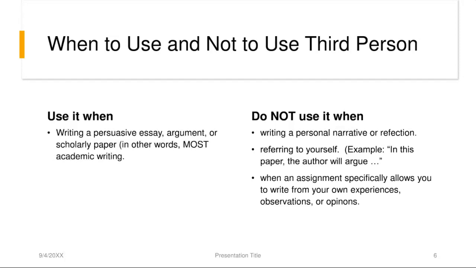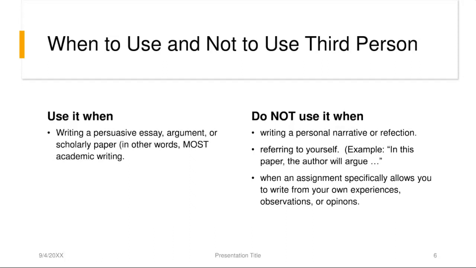Do not use third person when you're referring to yourself. Sometimes students will say things like, in this paper, the author will argue, where the author this time is the writer referring to him or herself. Don't do that. That sounds stilted and artificial. In some journals and some higher forms of academic writing, you may see writers actually do this, but there's a certain technique to using it, and you've got to use it without being distracting. When writers refer to themselves in third person, it's distracting.